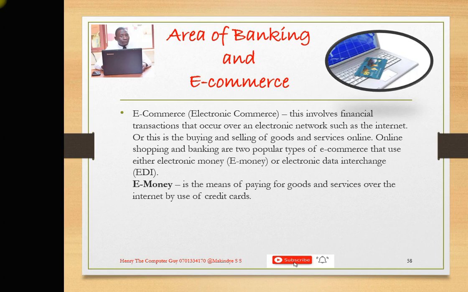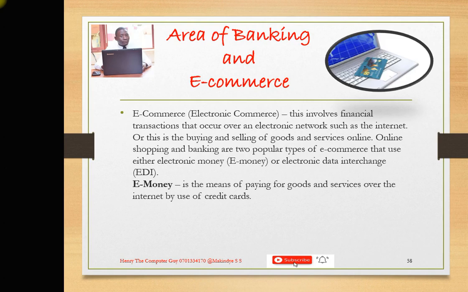Online shopping and banking are two popular types of e-commerce that use either electronic money or electronic data interchange. Now, you have bought a product online. They will even tell you to pay online, for example, using mobile money. They have a variety of options. You can either use Airtel, MTN, and any other account that you feel you're comfortable with. Then electronic data interchange: companies can even transfer data from one company to another with ease online.